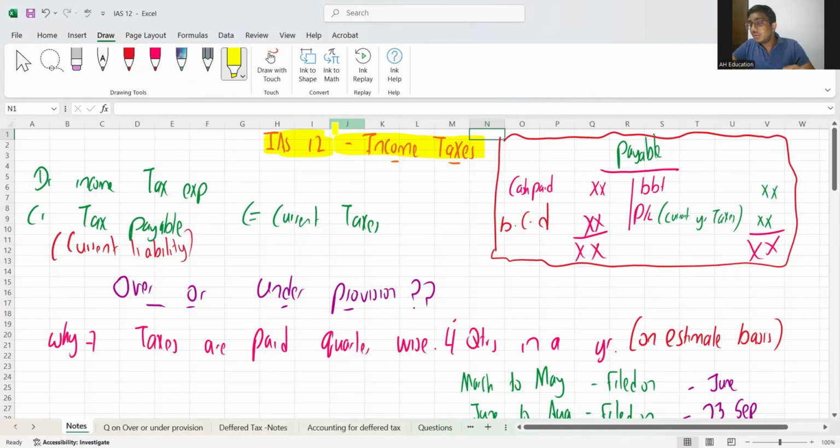In terms of taxes, there are various types of taxes. There is income tax, there is inheritance, there is capital gains. Leave those to a side. In terms of your accounting, in terms of financial reporting, you will only be tested on your income taxes.